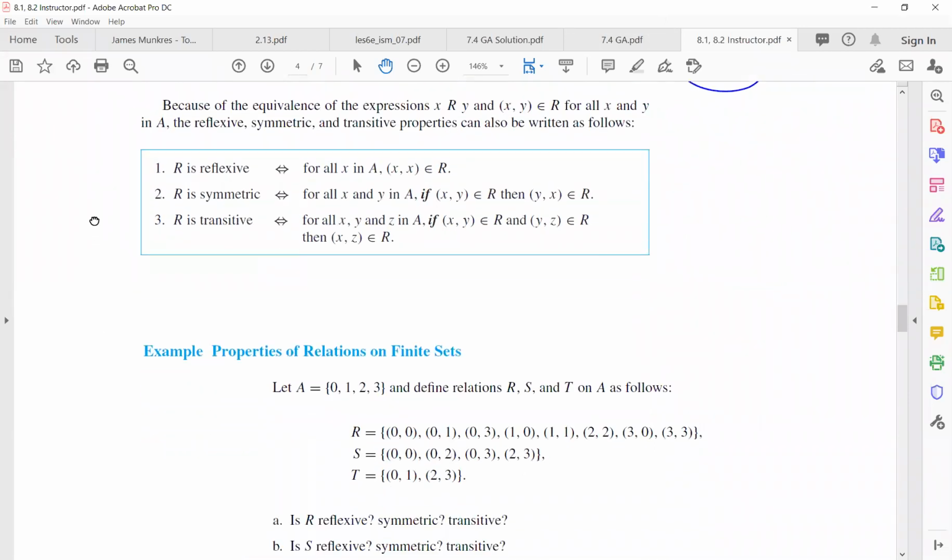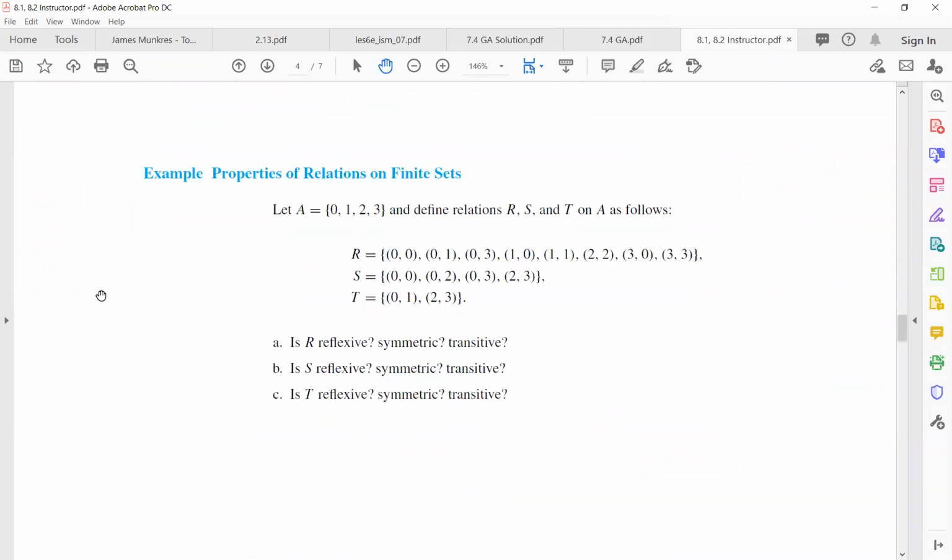Let's go over one example, see what's going on here. Let A be the set including 0, 1, 2, 3, and we define the following relations on set A. The question says, is R reflexive, symmetric, transitive? Okay, let's check. If R is reflexive, it means that (0,0), (1,1), (2,2), (3,3) are members of R. So this is true. R is reflexive. Is it symmetric?